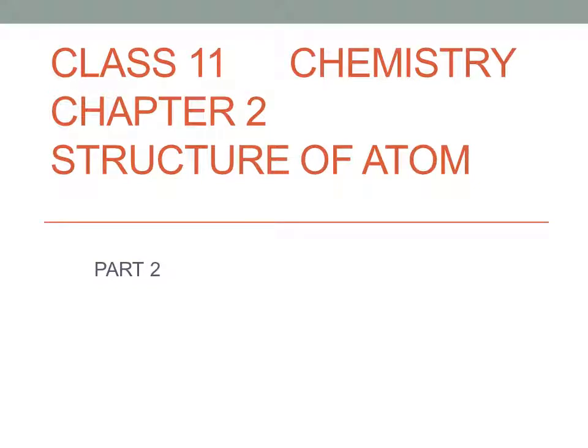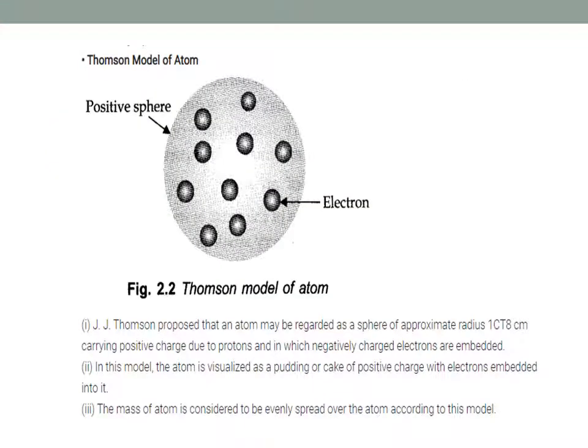Hello students, now start with part 2 of chapter Structure of Atom. Here we are going to start with Thomson model of atom. It is also called watermelon model, also called plum pudding model. As shown on the screen, there are electrons embedded in the positive sphere.